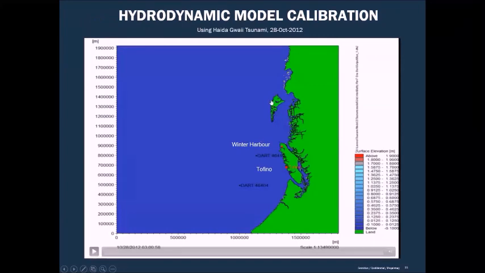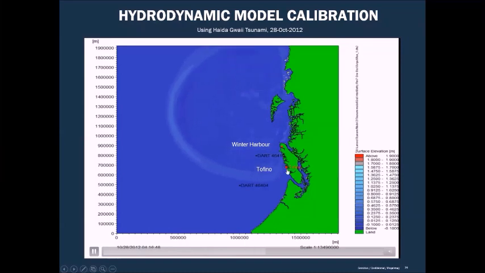So this is Haida Gwaii, and there was an earthquake in 2012, on the 20th of October. And this is Winter Harbor. There is a gauge station there, and at Tofino there is another gauge station. It records the water level after the earthquake. If I play the video here, you'll see the wave propagating, but there is no audio for this one. So you just look at this one. After the earthquake, you can see the wave is propagating, and it crossed Haida Gwaii, and it crossed Tofino.